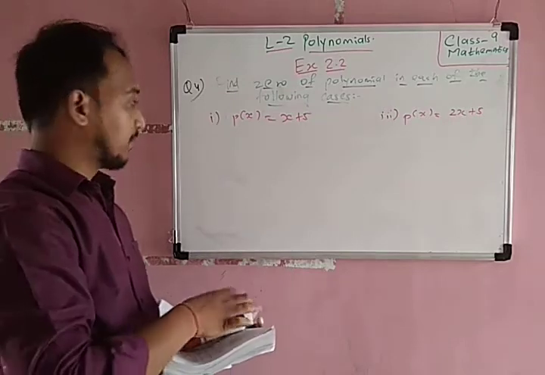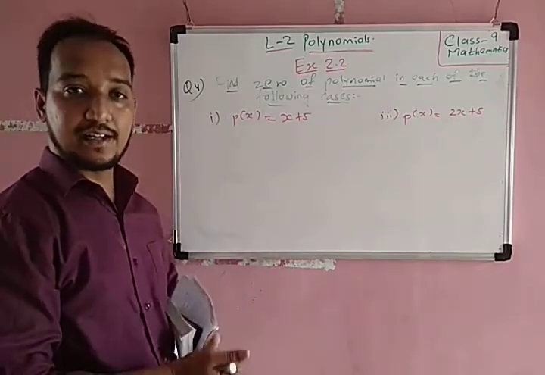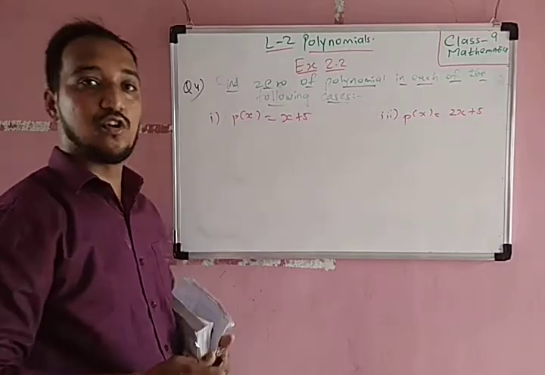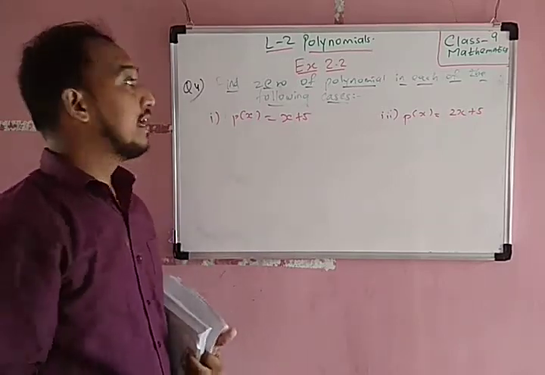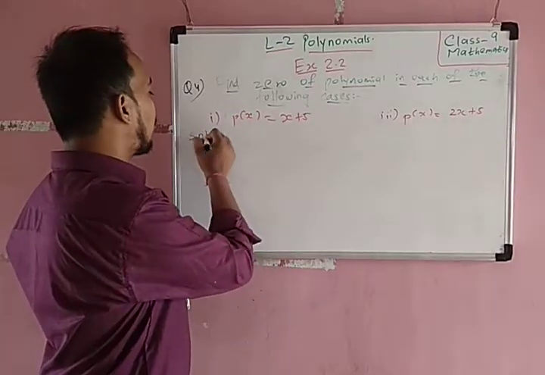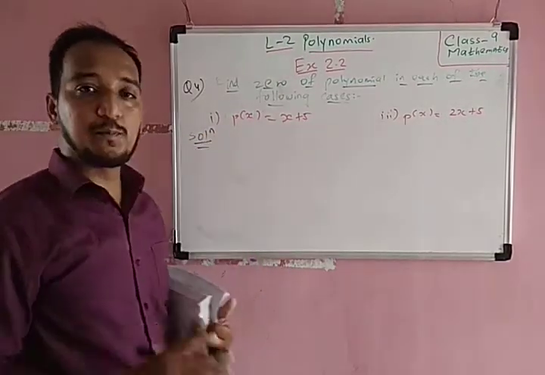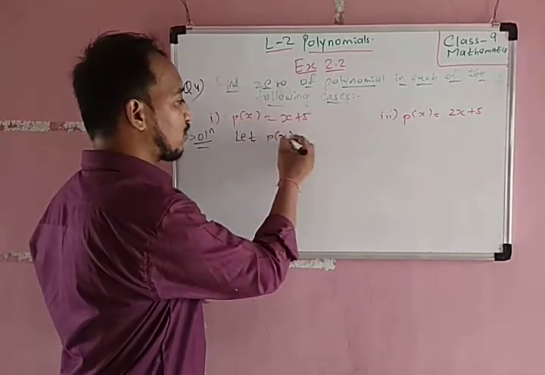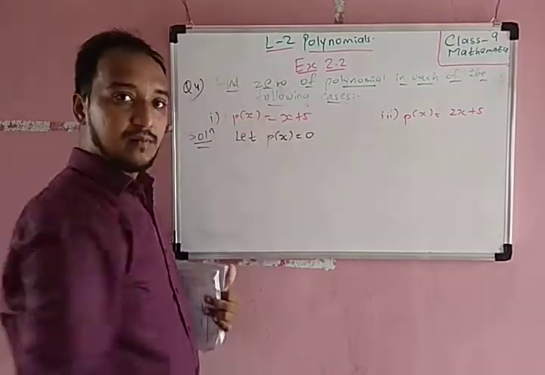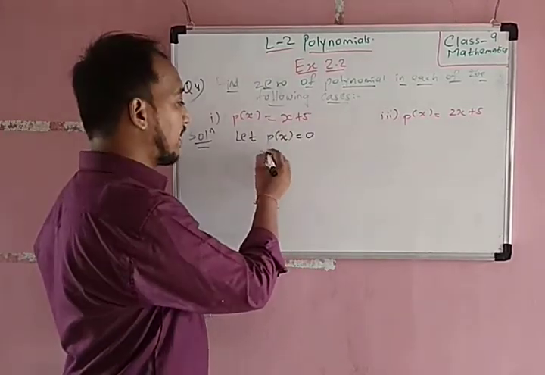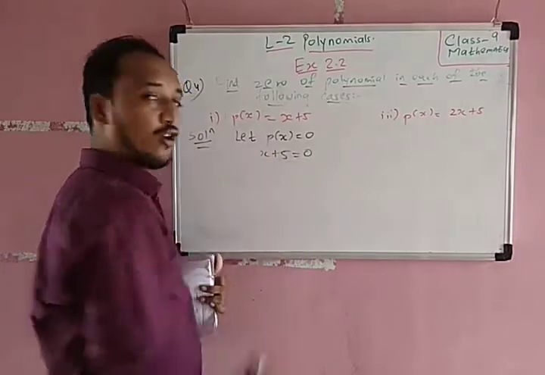So look, whenever you have to find zeros, up to now we verified zeros, or found the value of p at a point. Now we have to find the zeros. So for finding the zero, what do you have to do? First put p(x) equals 0. We took the polynomial as 0. Then in place of p(x), put the polynomial. So x plus 5 equals 0.